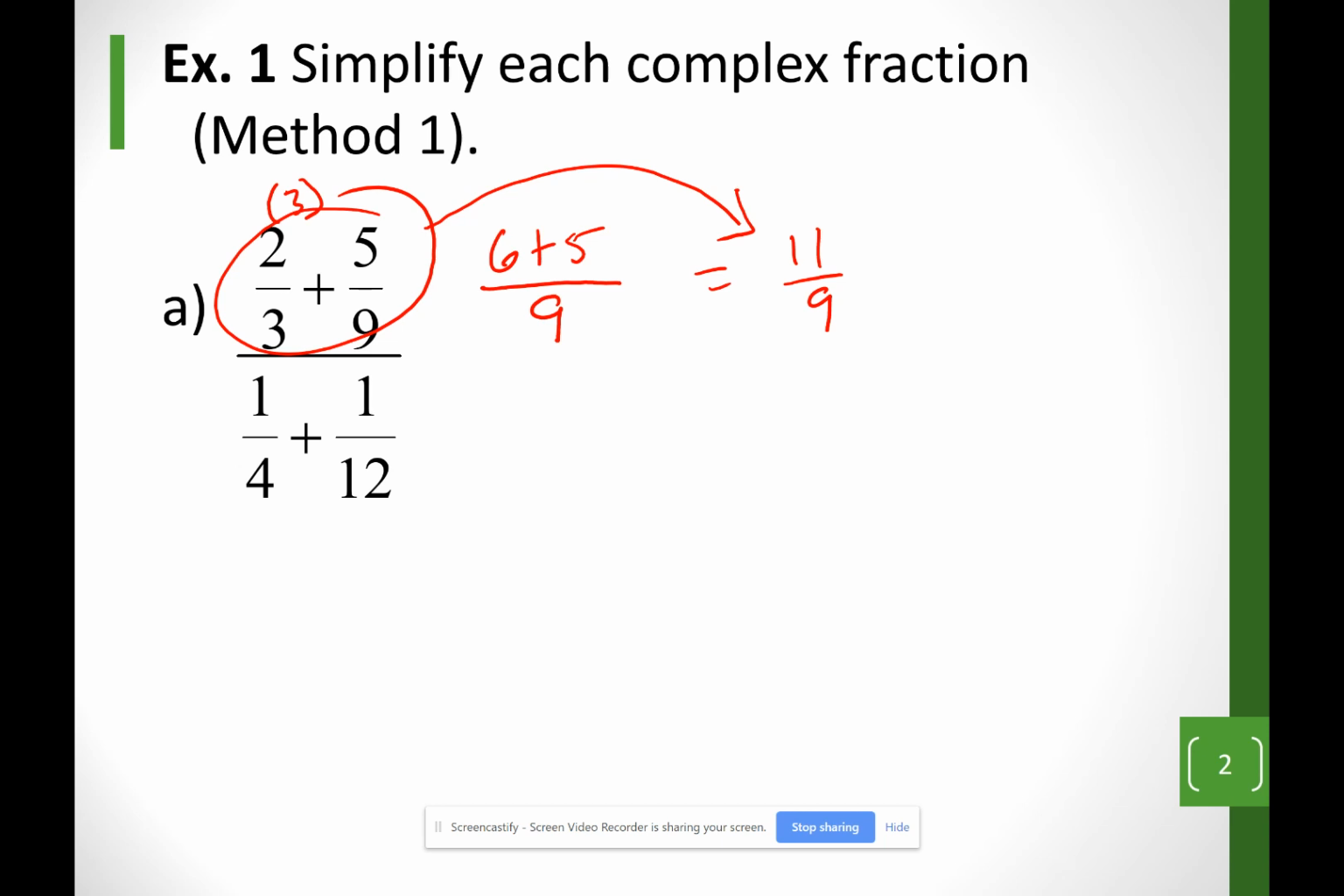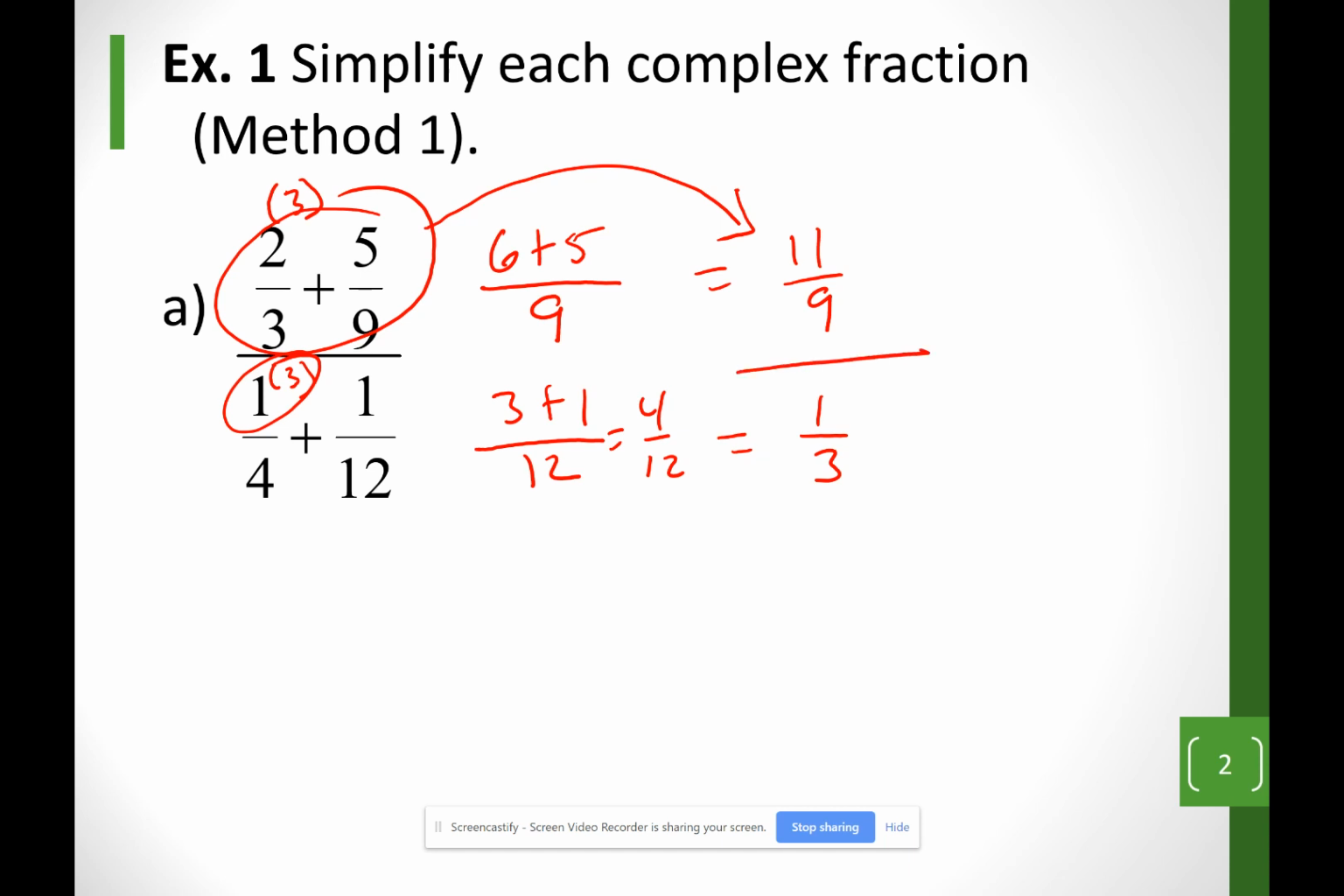I'm going to do the same for the bottom. I see that my least common denominator will be 12, right? The smallest number that 4 and 12 go into is 12. For my first fraction, I'm going to multiply this by 3. I'm not going to do anything to the second fraction. So I have 3 plus 1. Remember, I multiply 1 times 3 on the first fraction. So I have 3 plus 1, which is 4 over 12, which is also known as 1 over 3.